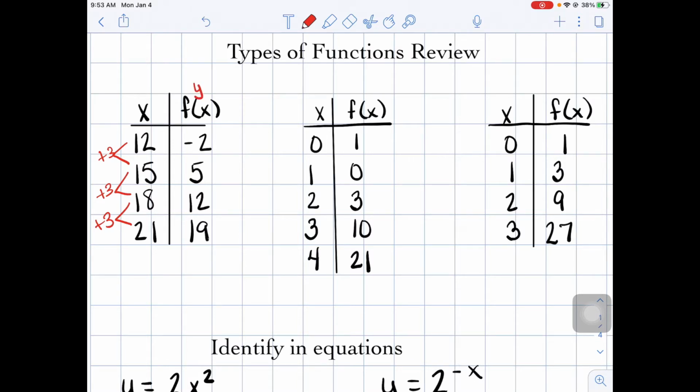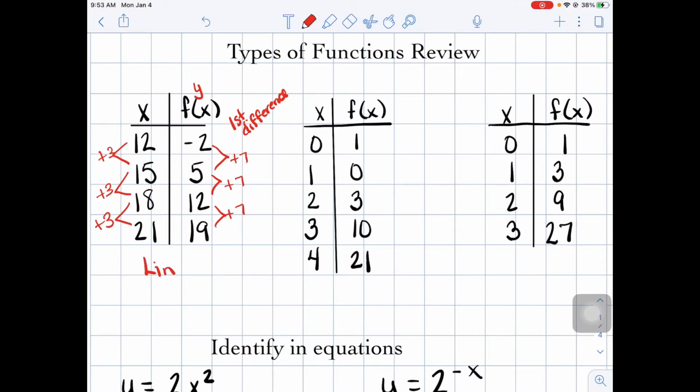Now I'm going to look at my f of x, and remember this is the same thing as your y. How did I go from -2 to 5? Well, I added 7. 5 to 12, I added 7. 12 to 19, I added 7. This tells me that the first time I look on this f of x side, what I did was consistent by adding. That is called the first difference. And if it is consistent each time, that means I have a slope. So my slope is 7 over 3, change of y's over change of x's.